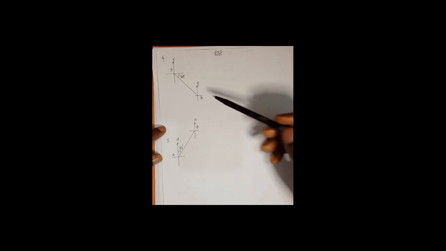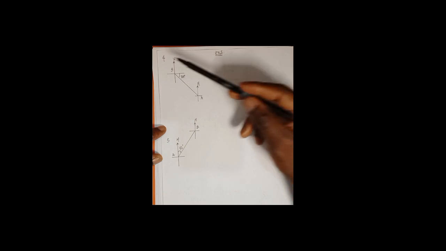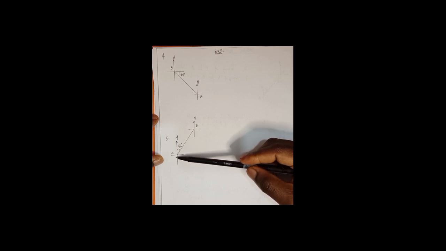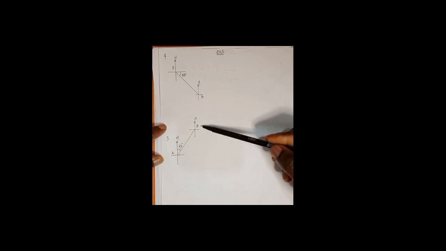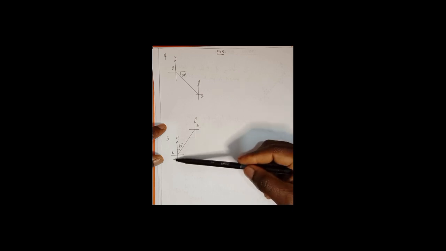Okay, so here are two other diagrams. I want you to write in the comment section the bearing of A from B and the bearing of B from A. Also here, number 5, the bearing of A from B and the bearing of B from A.